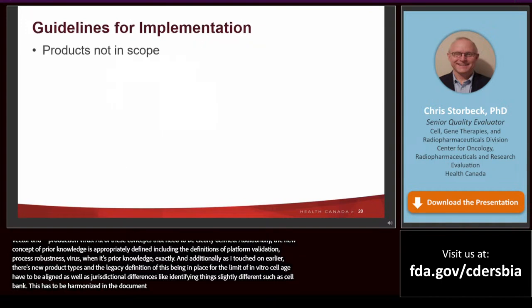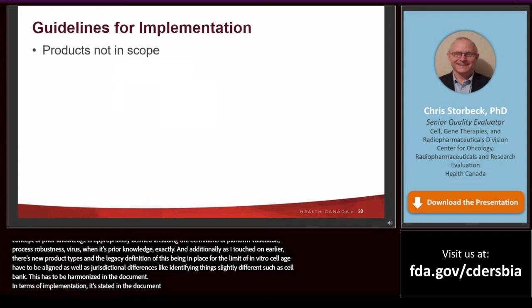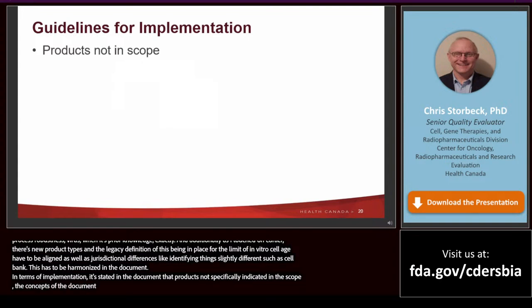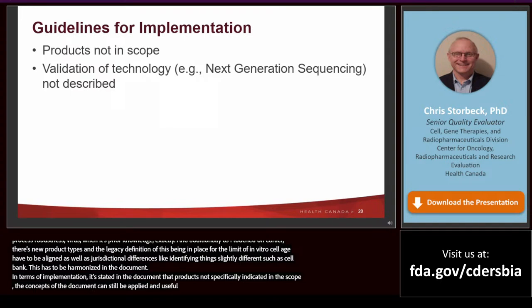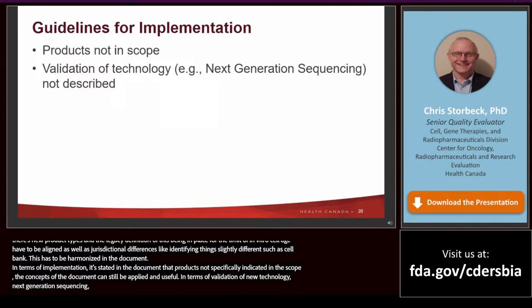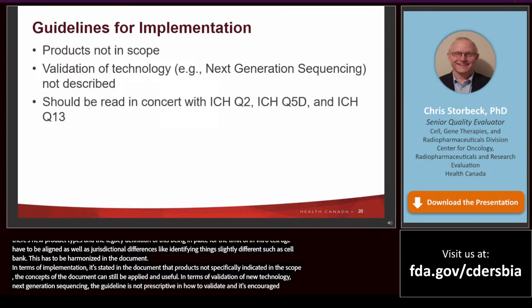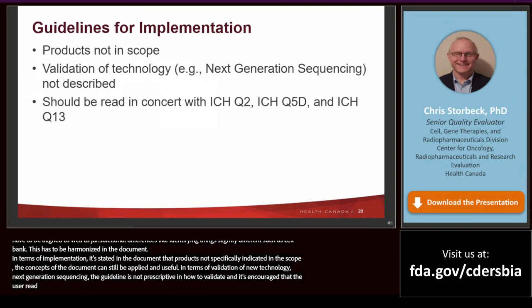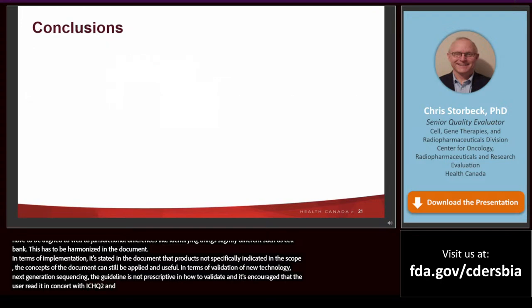In terms of implementation, it was stated in the document that for products not specifically indicated in the scope, the concepts of the document can still be applied and be useful. In terms of validation of new technology, such as next generation sequencing, the guideline has not been prescriptive in how to validate, and it's encouraged that the users of the document read the revision in concert with ICH Q2 and also ICH Q5D and ICH Q13.